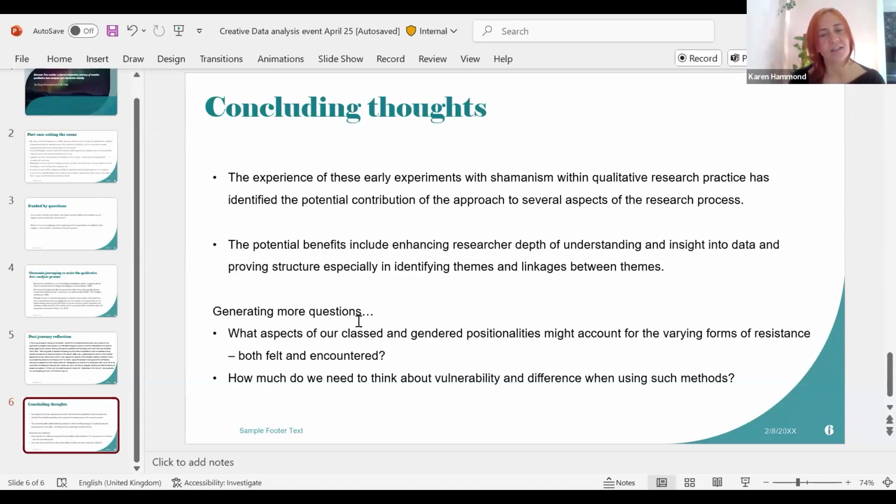And another question that arose was, how much should we think about vulnerability and difference when using such methods? For there was a moment, and I speak about this within the chapter, that I did feel quite vulnerable experiencing the shamanic journey method. And again, that was something that I was able to bring to Nick's attention. And I think that was a product of my classed and gendered positionality as well.